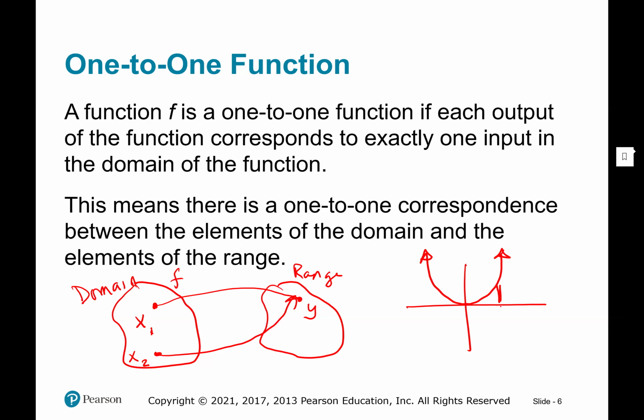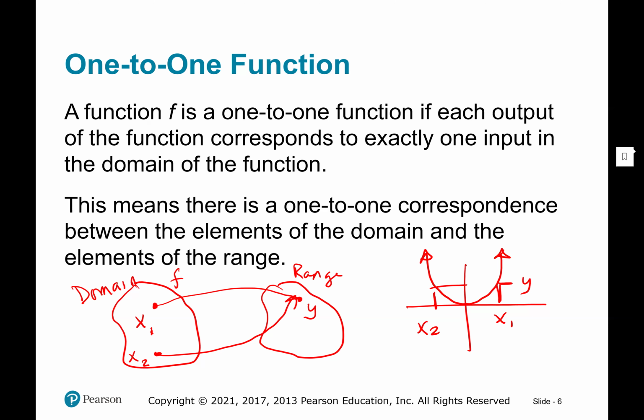I can have some x1 go to y. I can have some x2 go to the same y. That's fine and dandy. That is not one-to-one. It is not one-to-one because a one-to-one function, I cannot have two different x's going to the same y. That is not a one-to-one function.